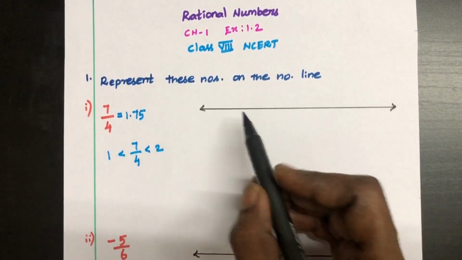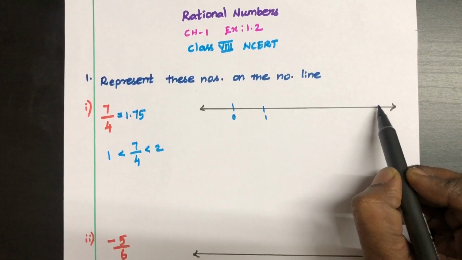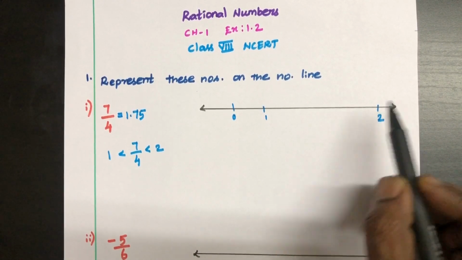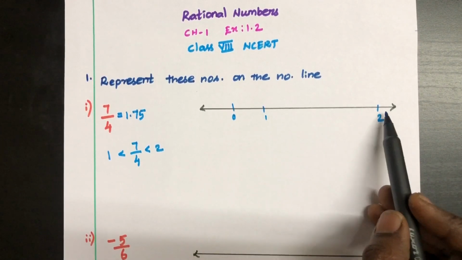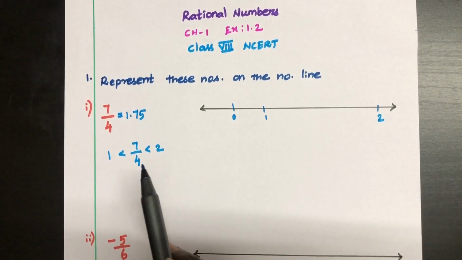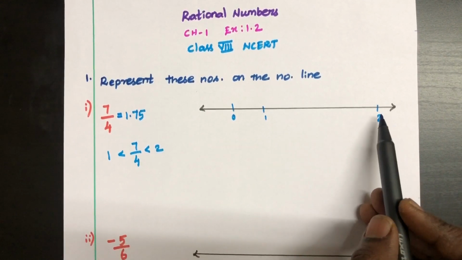Now, we can easily tell if this is 0 and this is 1, we can have our 2 here. For simplicity I am doing like this: 1, 2. Okay. Between these 1 and 2 only, this 7 by 4 lies. We are going to plot 7 by 4 in between these two.